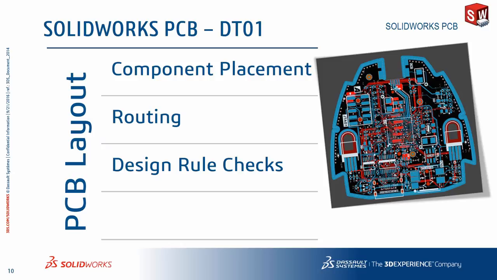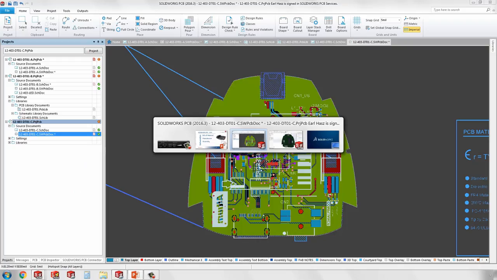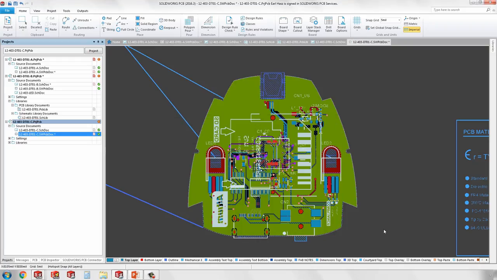So SOLIDWORKS PCB gives us access to placing our components, routing with intelligence, and allowing online design rule checks to occur as we're developing our PCB layout. Now that we have our information pulled together, we're going to have a look at our deliverables in the form of our bill of material, our manufacturing information, as well as our assembly drawings. So let's have a look at how that pulls together.